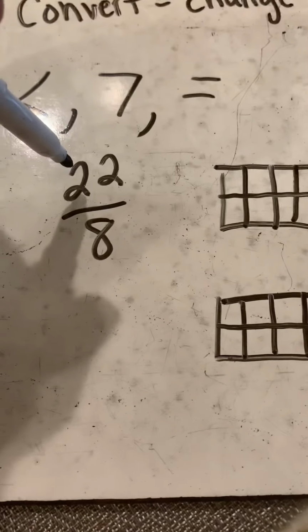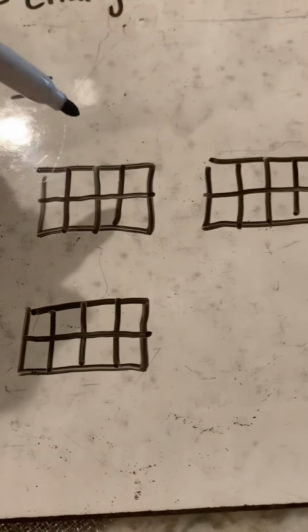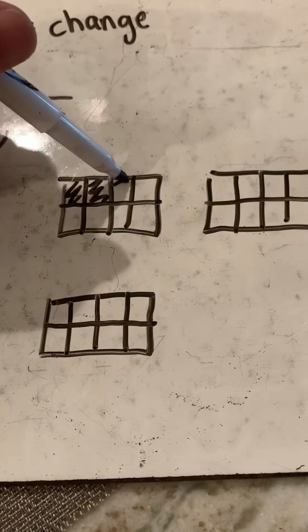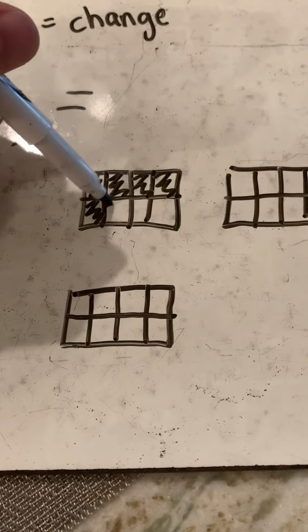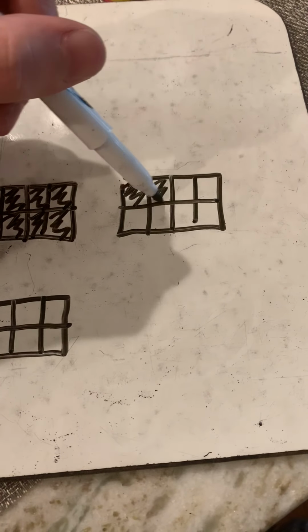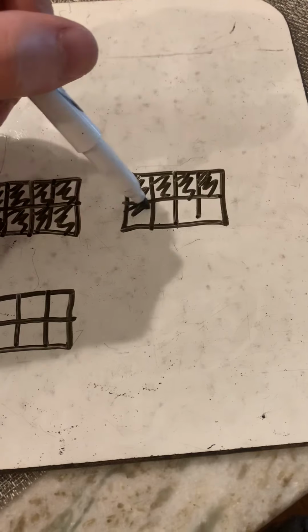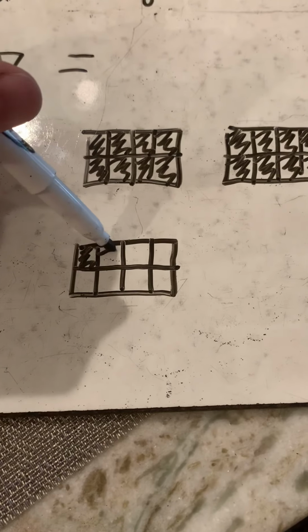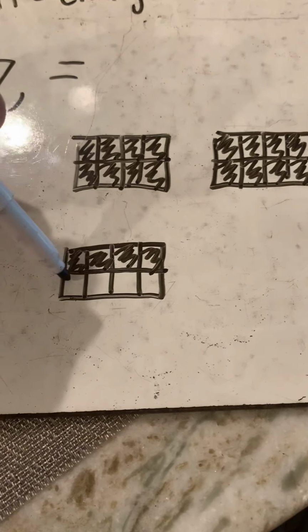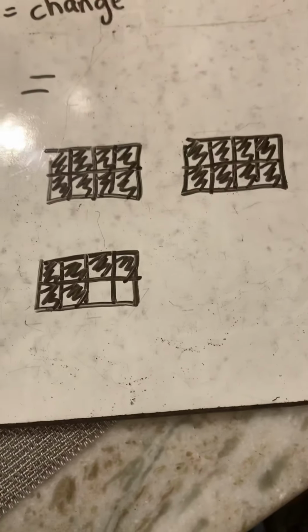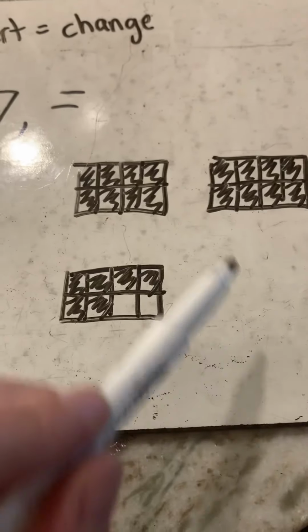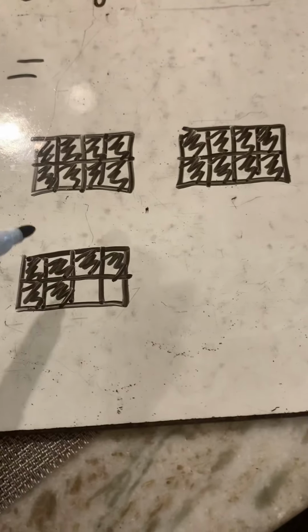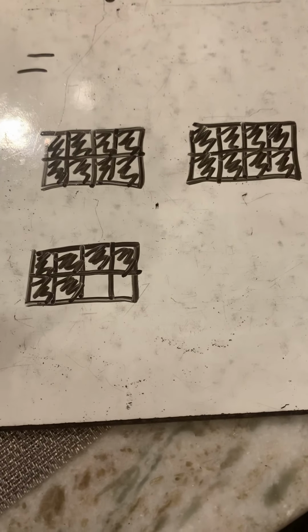Now I'm going to shade 22 of these eighths. All right, so count with me. 1, 2, 3, 4, 5, 6, 7, 8, 9, 10, 11, 12, 13, 14, 15, 16, 17, 18, 19, 20, 21, 22. So if we want to rewrite 22/8 as a mixed number, we have 2 wholes with 6/8 shaded in the third.